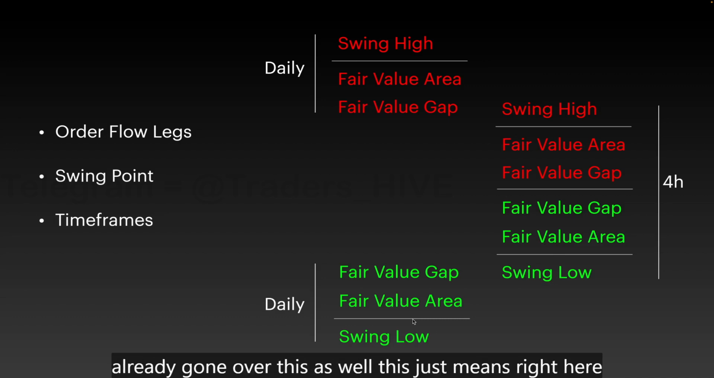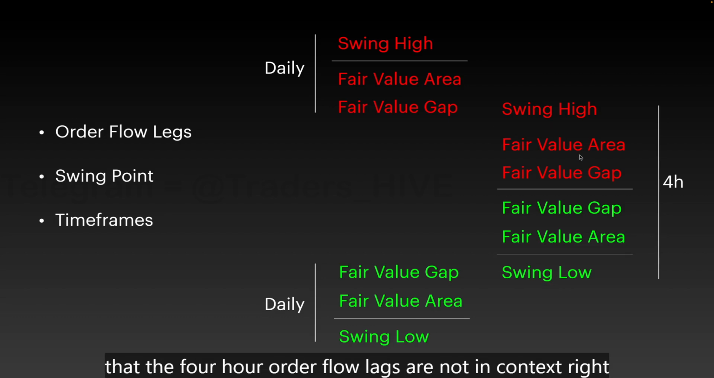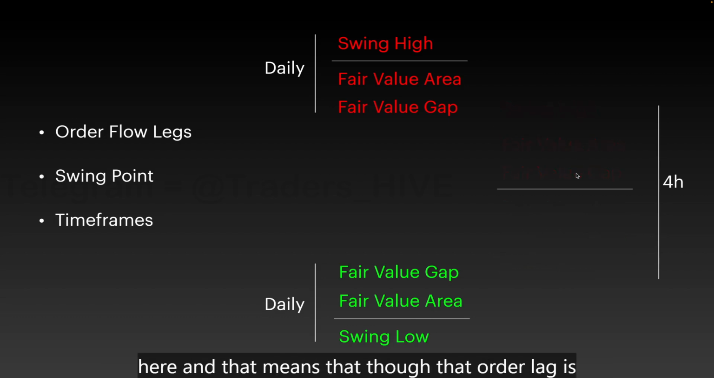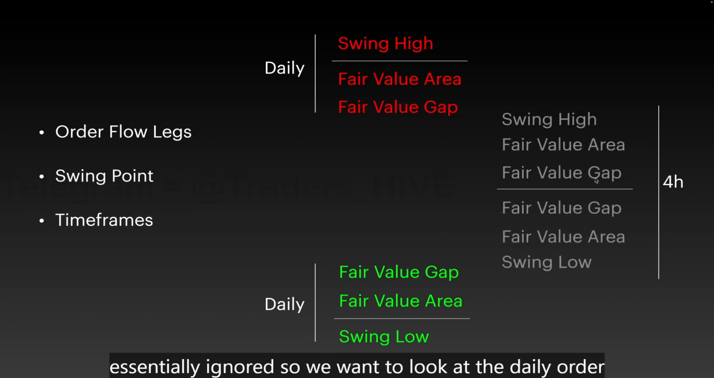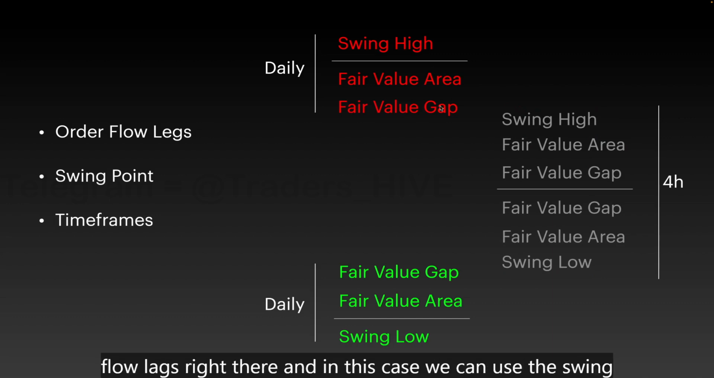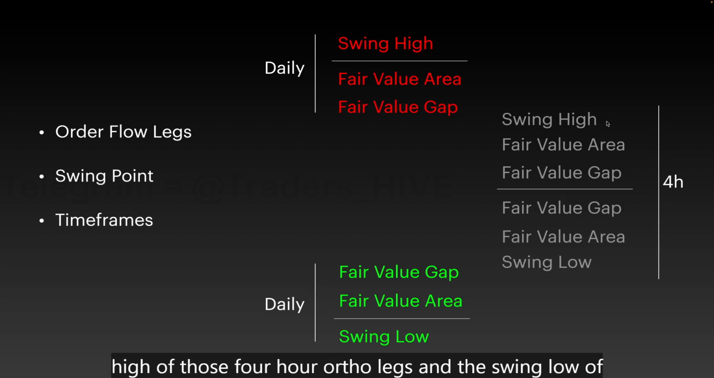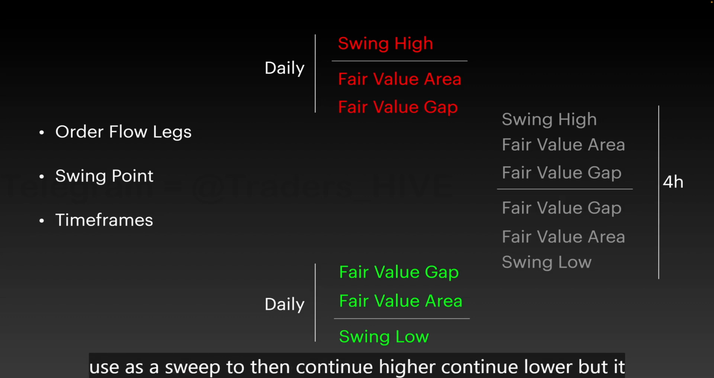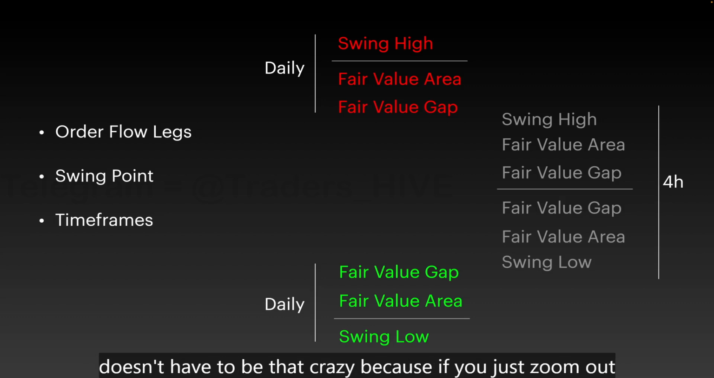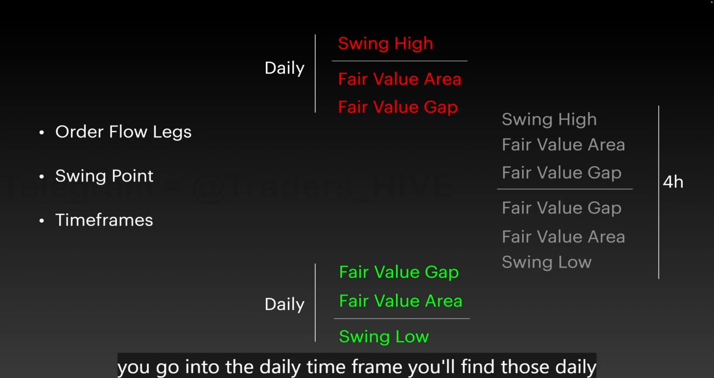Now, we have already gone over this as well. This just means that the 4-hour order flow legs are not in context right here. And that means that order flow leg is essentially ignored. So we want to look at the daily order flow legs. In this case, we can use the swing high and the swing low of those 4-hour order flow legs to potentially use as a sweep to then continue higher or continue lower. But it doesn't have to be that crazy, because if you just zoom out and go into the daily time frame, you'll find those daily order flow legs.